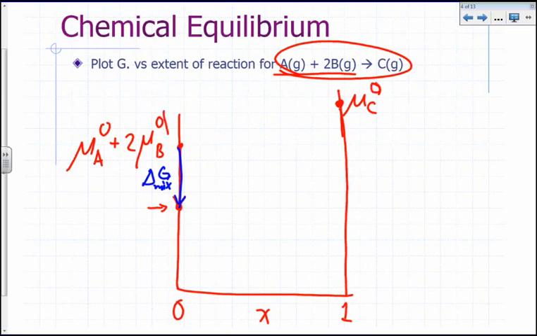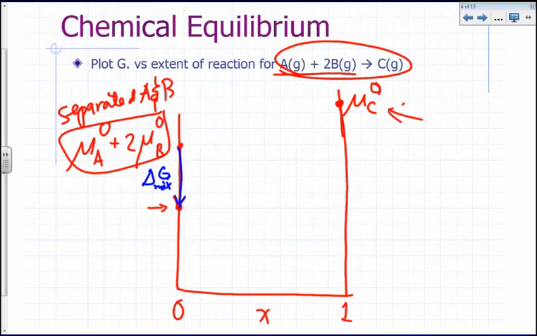So this one right here would be separated A and B, each one at P naught. And then you mix them, and then this one right here, you just have pure C. So what's going to happen is your Gibbs energy, we're plotting Gibbs energy here, is going to drop, and eventually it reaches a minimum. So that's X at equilibrium, and then it's going to rise back up to there, chemical potential of C, mu naught C.